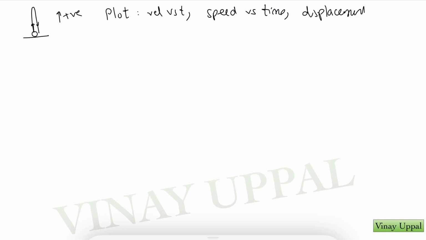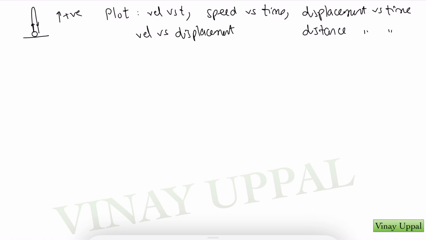Suppose I have a particle that is thrown upwards and then it will come back down. So for this entire journey, I want to plot some graphs. So let me take upward as positive and I want to plot velocity versus time, speed versus time, displacement versus time, distance versus time. Let's also plot velocity versus displacement.